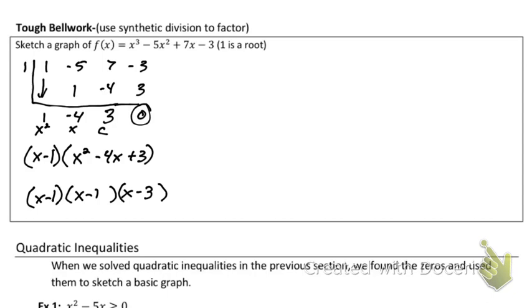What's the multiplicity on the one that's x equals 1? Emma? 2. So what happens if multiplicity is 2? Yeah, it bounces off. What happens if it's odd? It goes through. So it's going to bounce off at x equals 1, and it's going to go through at x equals 3. So we just have to set up our graph.